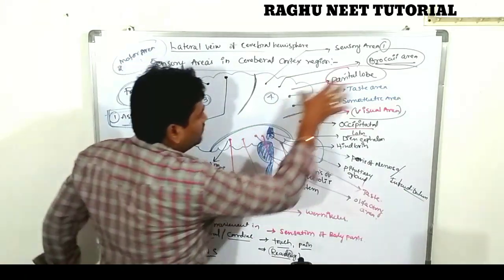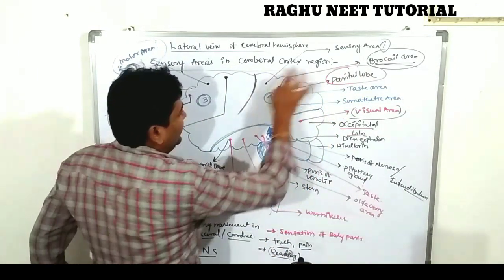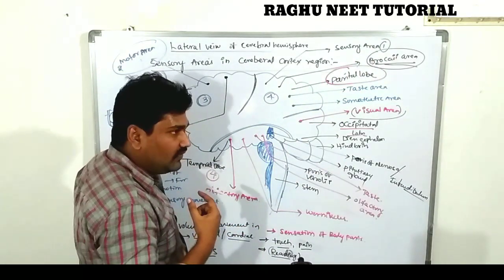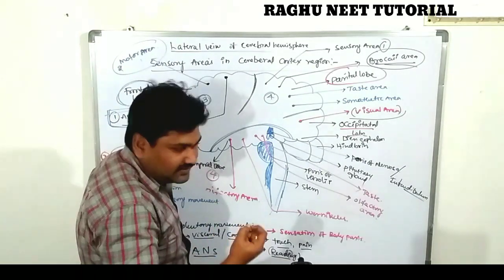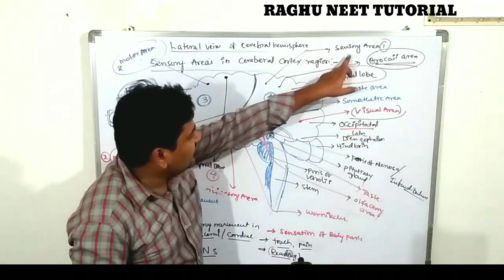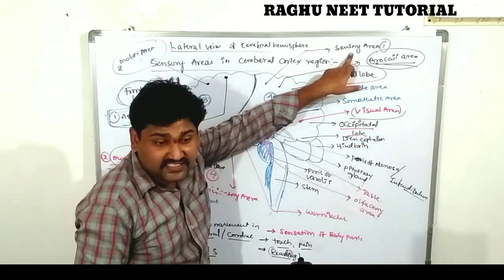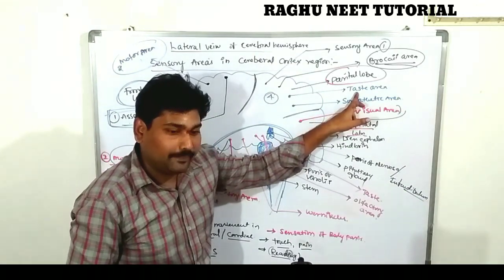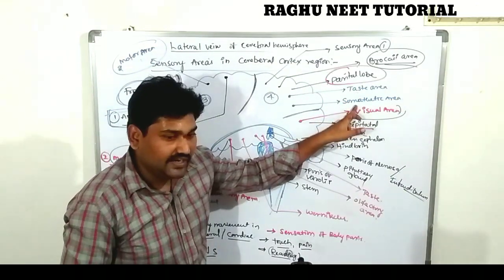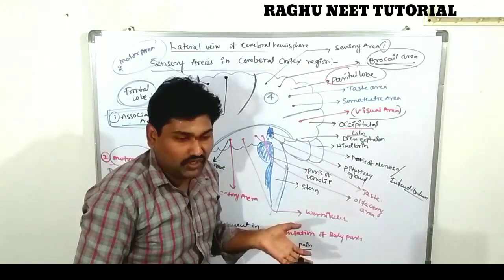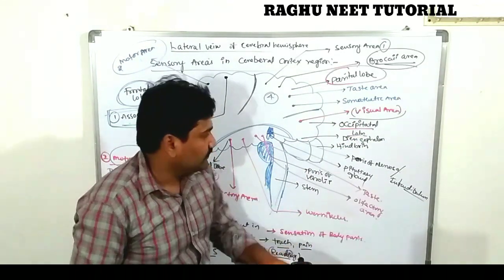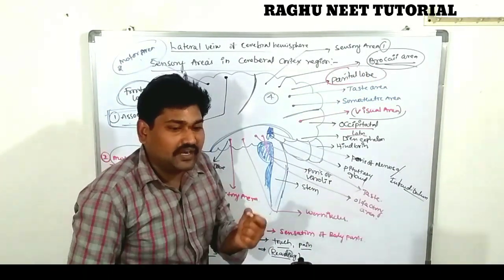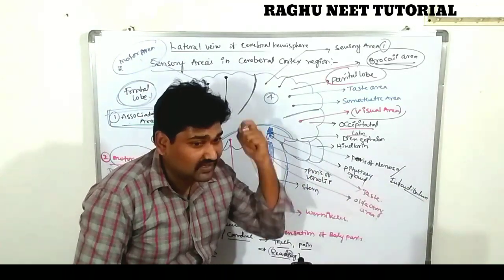So the parietal lobe consists of 4 sensory areas. First one is the sensory area, useful for the sensation of body parts, like smell and touch. Simple sensations are done by the sensory area in the parietal lobe region. Next one is the taste area, useful for the perception of taste. Somatic area is helpful for determination of touch and pain. Next one is Broca's area, useful for understanding of speech.